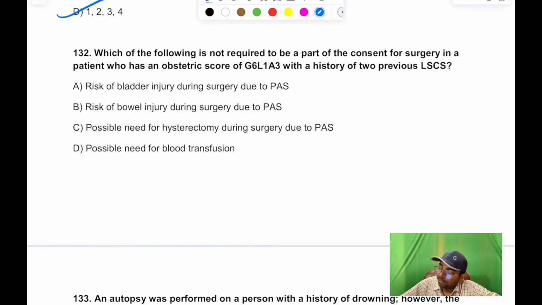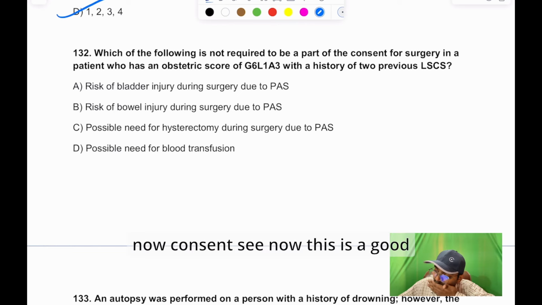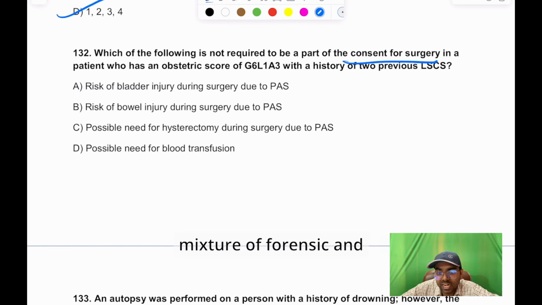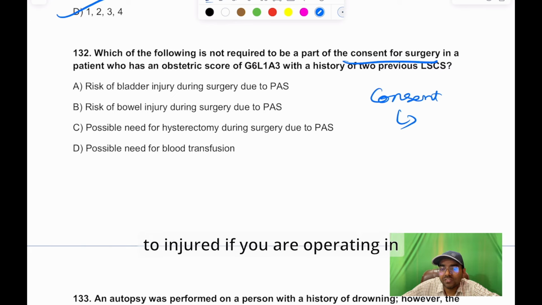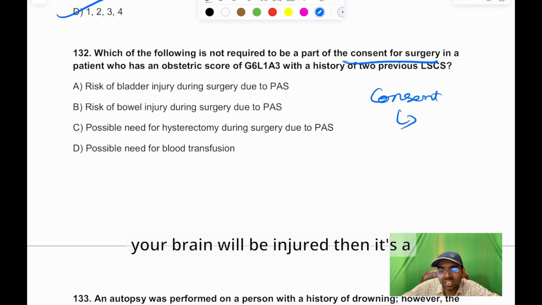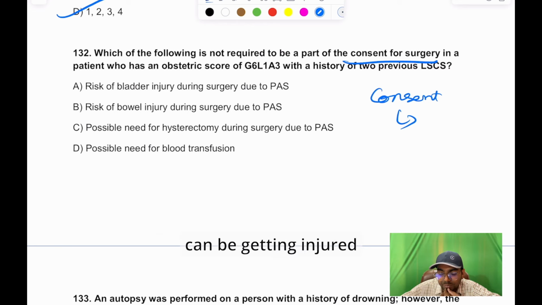132, now consent. See, now this is a good mixture of forensic and gynae. In this, what they're saying is consent. Now consent is taken for the things that are going to injure. If you are operating in the fallopian tube area and you are taking consent that your brain will be injured, then it's a very nonsensical thing. How can your brain be getting injured?